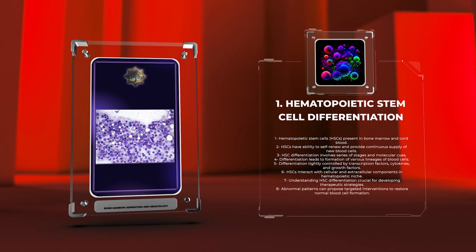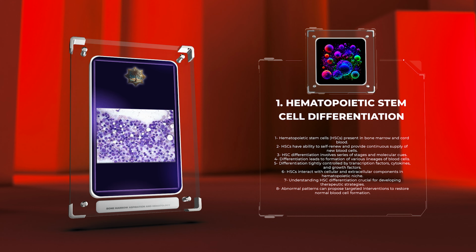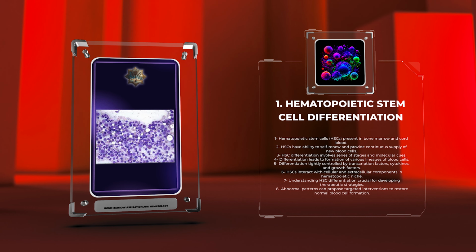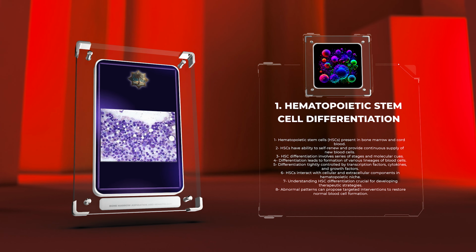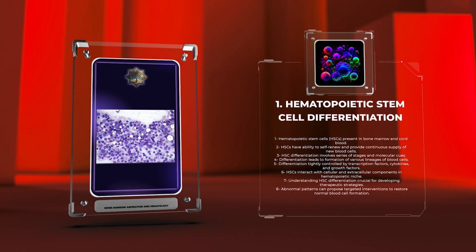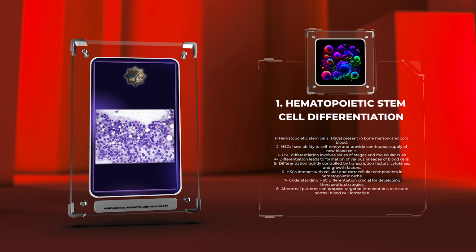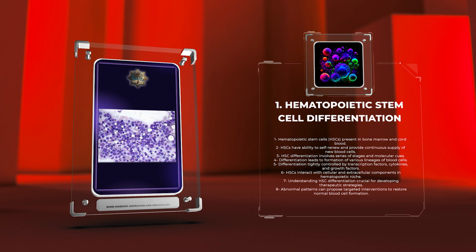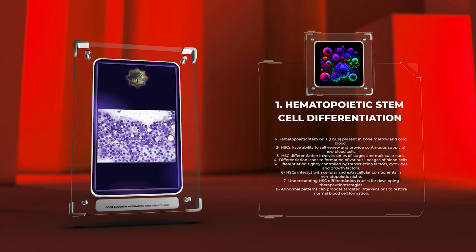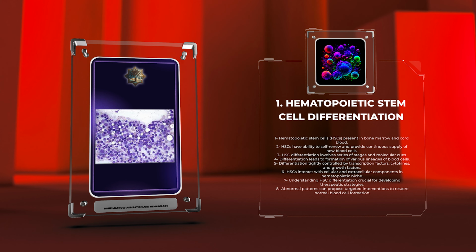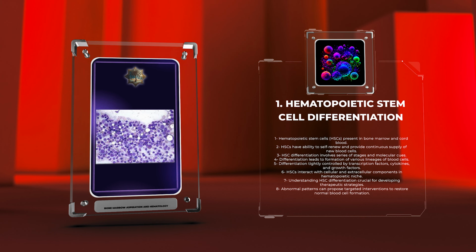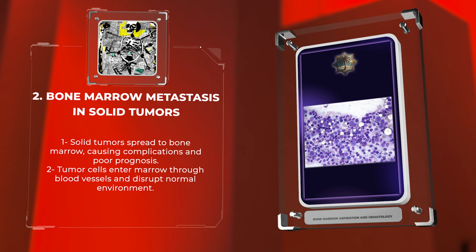This process is tightly controlled by a network of transcription factors, cytokines, and growth factors. Additionally, HSCs interact with various cellular and extracellular components in the bone marrow microenvironment, known as the hematopoietic niche, which influences their fate. Understanding the mechanisms behind HSC differentiation is crucial for developing therapeutic strategies to treat hematological disorders. By deciphering the factors that promote or hinder differentiation and identifying abnormal patterns, researchers can propose targeted interventions to restore normal blood cell formation.